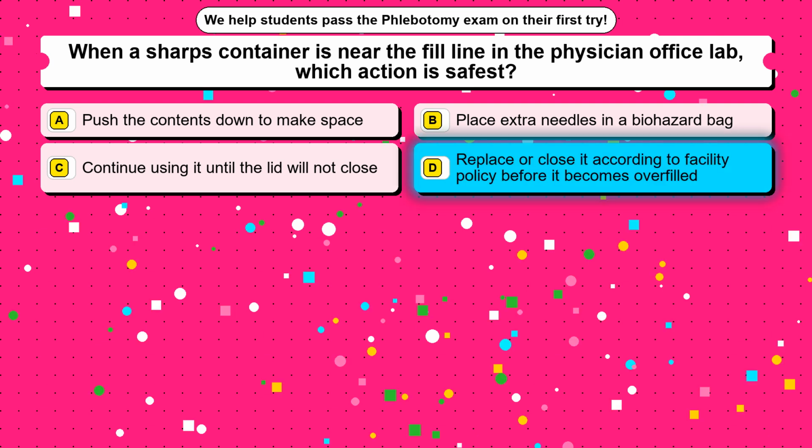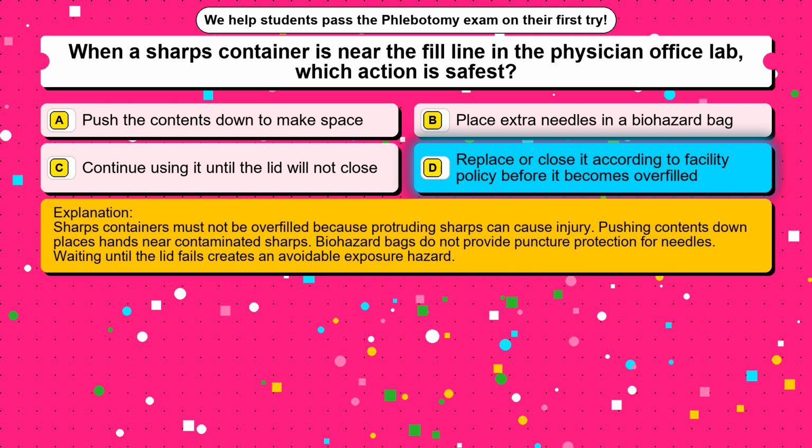The correct answer is option D. Replace or close it according to facility policy before it becomes overfilled. Sharps containers must not be overfilled because protruding sharps can cause injury. Pushing contents down places hands near contaminated sharps. Biohazard bags do not provide puncture protection for needles. Waiting until the lid fails creates an avoidable exposure hazard.